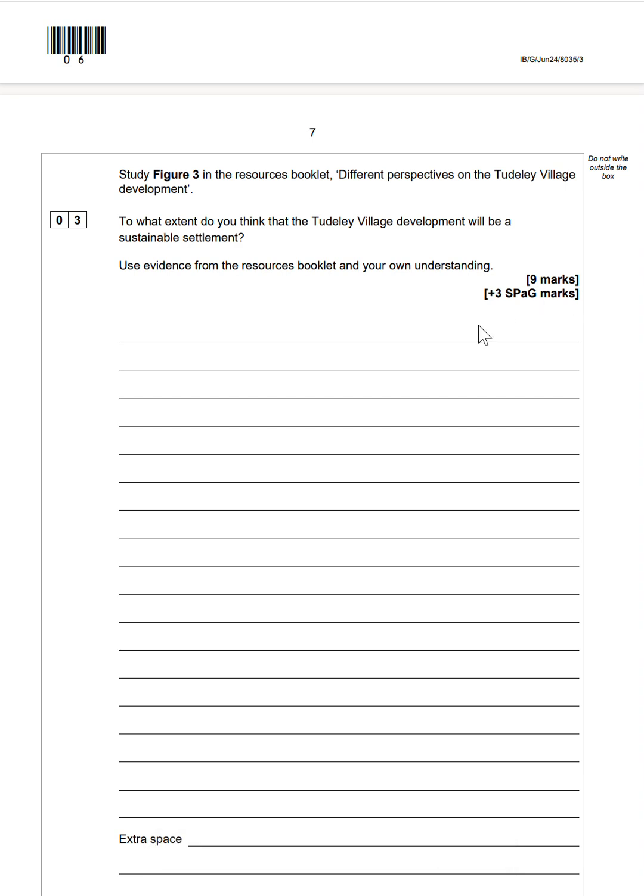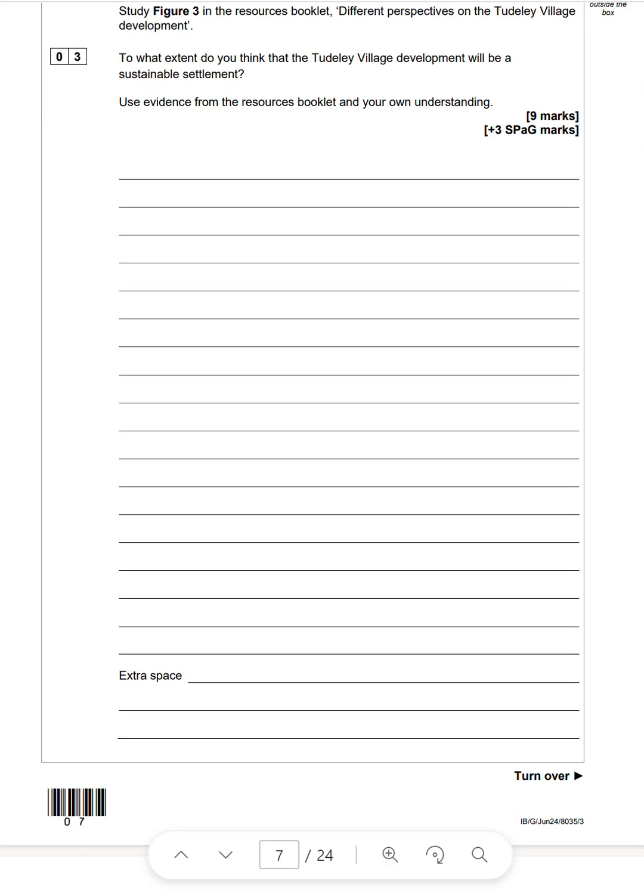Again, it's not going to be enough just to lift that information out of the booklet. We're explaining it, this means that, but then linking it back to the question. Will it be a sustainable settlement? And we need to do that throughout each of our PO paragraphs. Okay. So questions 1 to 3 require the use of the pre-release booklet.